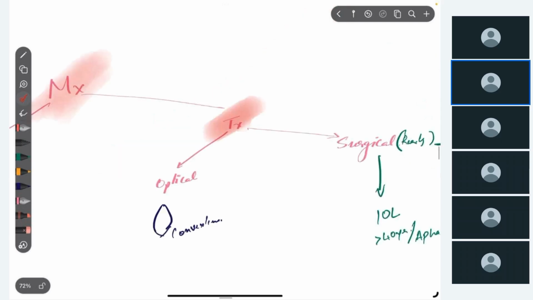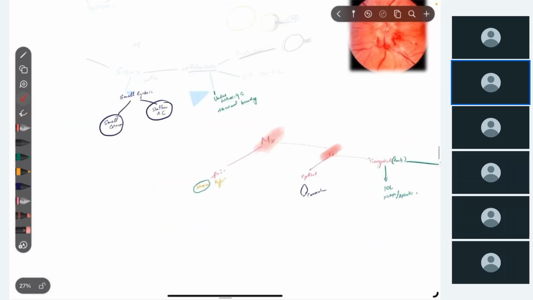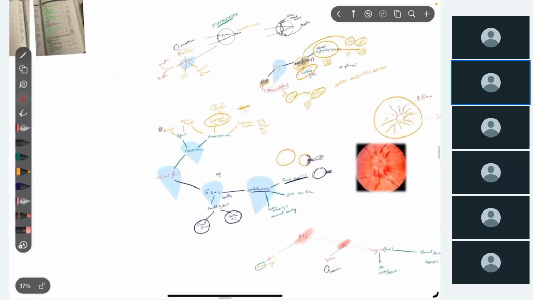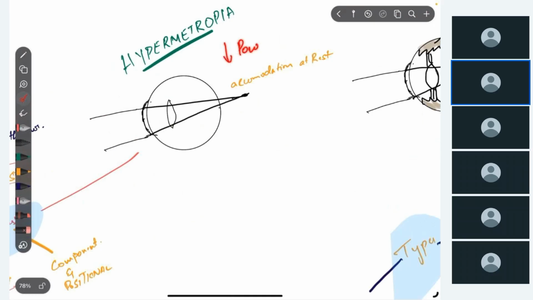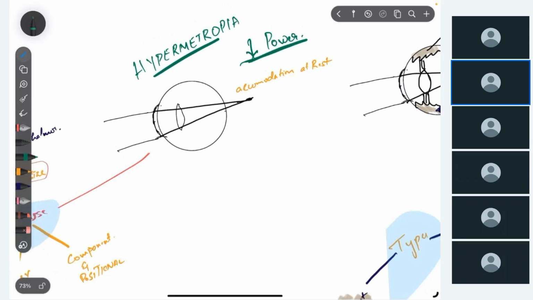Now, management, treatment. In case of treatment, you have optical treatment and surgical treatment. Surgical treatment you don't do much, there are not many options. In case of hypermetropia, there are more options in myopia. Now you understood that hypermetropia is a problem where the power of the eye is less. So all your treatment should be aimed at increasing the power of the eye.